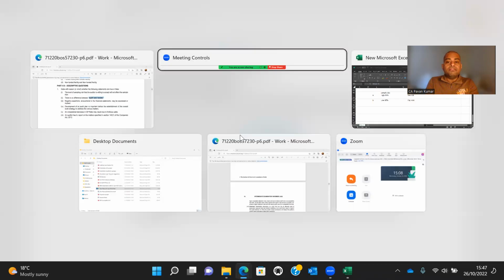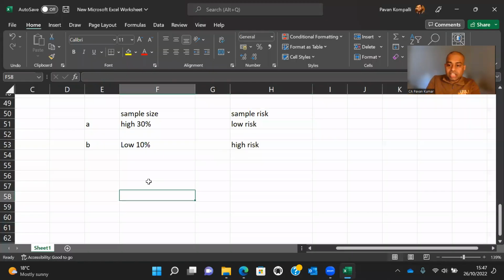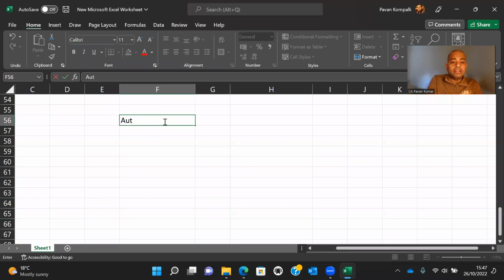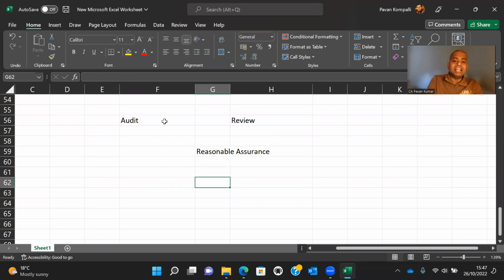In audit and review, I don't know the answer. I will ask you, tell me. In audit and review, there is one high assurance, reasonable assurance. There is one limited assurance engagement. Both are engagements. Audit is an engagement, review is also an engagement. Both are assurance engagements. There are two types of engagements: one is assurance engagement, another one is consulting engagement. For example, Archana came to my office and said, Pavan sir, you are CA.